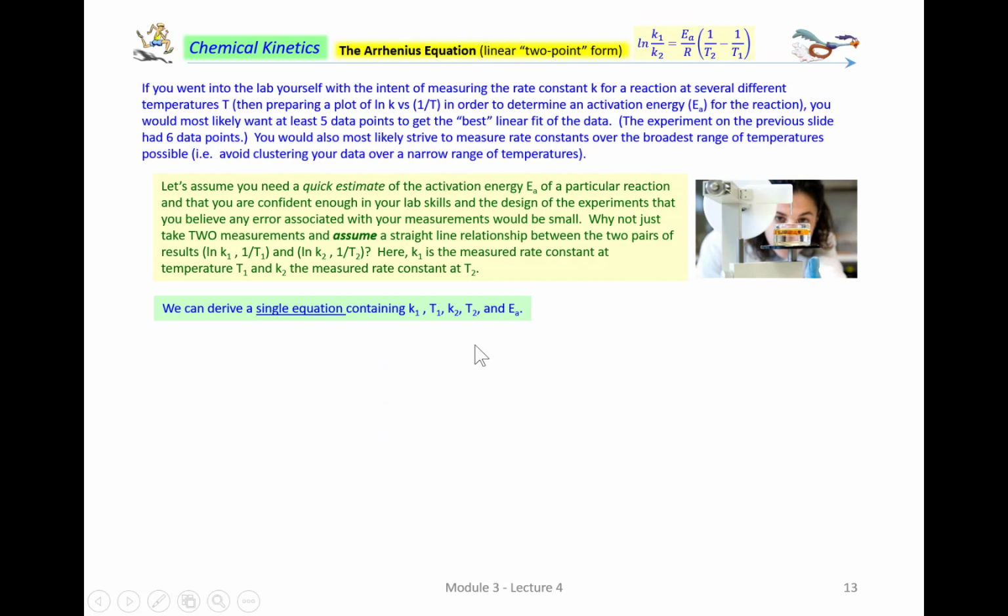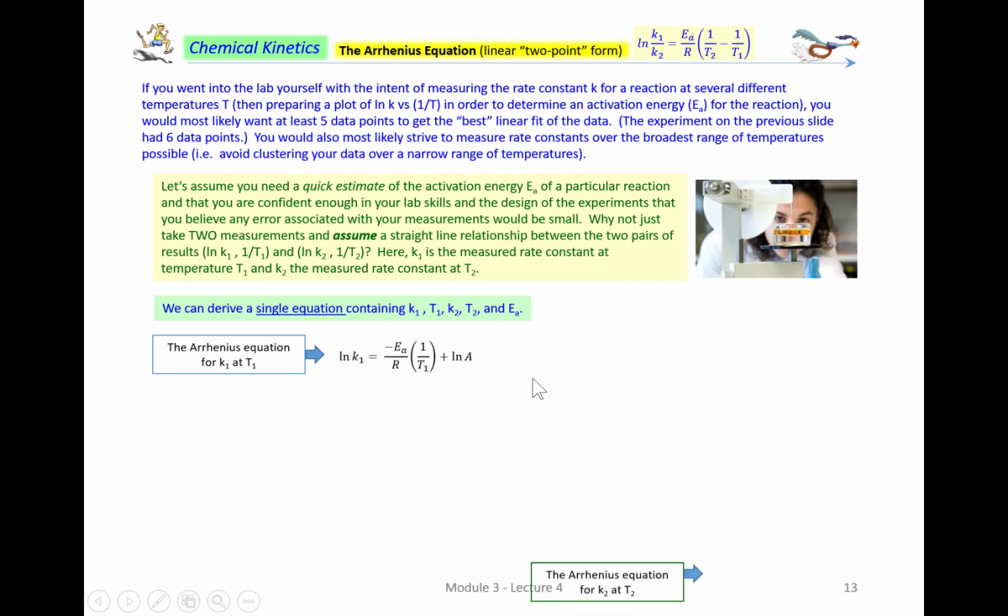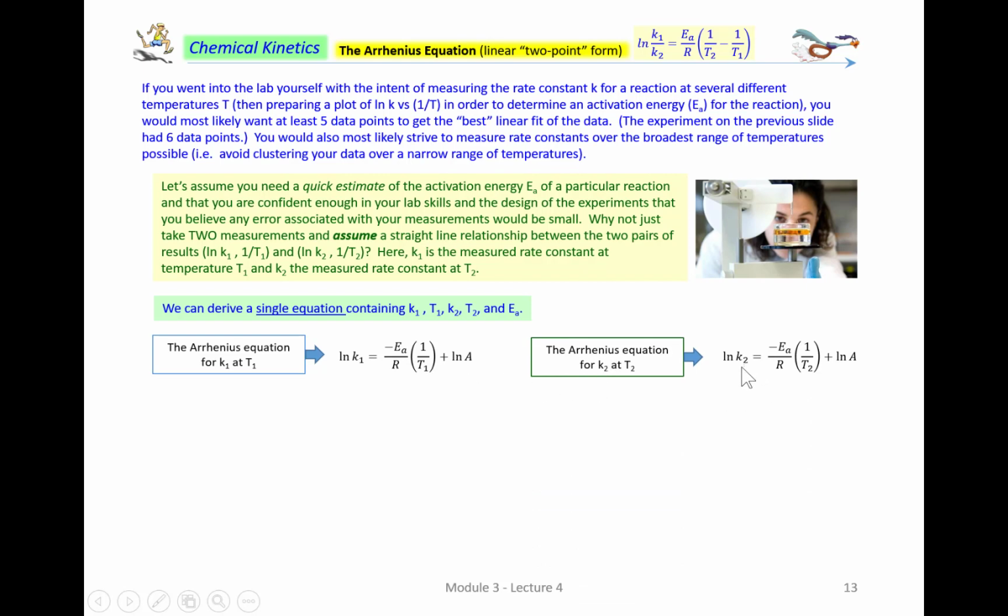So let's try that. We could write the Arrhenius equation in the linear form for K1 at T1. So this would be the rate constant K1 at temperature T1. If we change the temperature, of course, we'd get another rate constant at that temperature. So we have 2 Arrhenius equations describing 2 different rate constants at 2 different temperatures. Of course, EA is the same for both because it's the same reaction. R would be the same. We're going to assume that A will stay about the same.